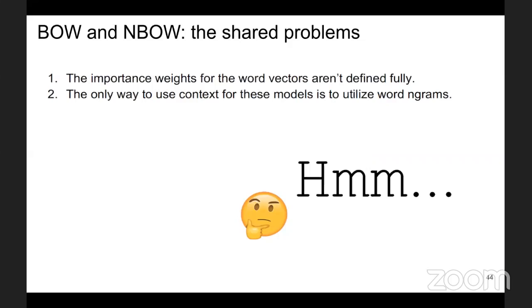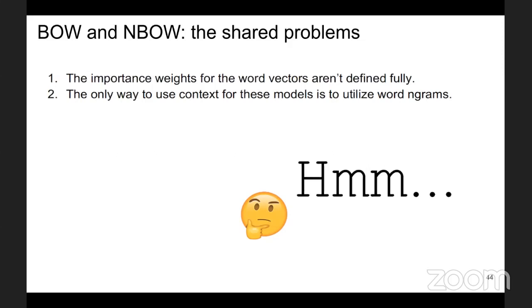Do you handcraft it, okay? And the only way in which you are utilizing context for these models is to consider the vector representation of this word, that word also, okay? Why? Because when the vector representation is learned, it will be learned on a corpus.